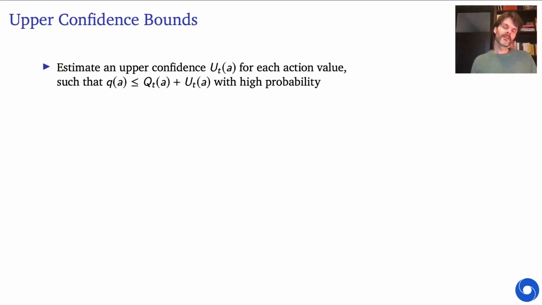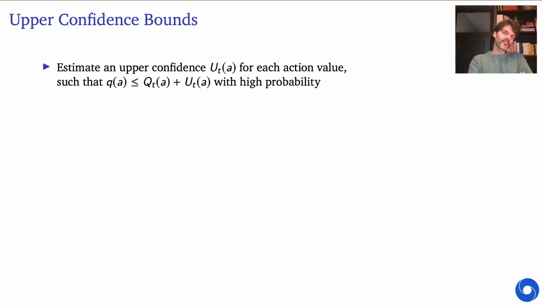So the idea behind UCB is to use something called an upper confidence bound. We're going to have some notion of uncertainty, and we're going to estimate the upper confidence for each action value such that we're pretty sure that the actual action value, Q(a), will be smaller or equal to our current estimate of the action value plus this upper confidence bound. Obviously if we pick U to be very, very large, this will be true. But we don't want to pick it too large because then it becomes meaningless.